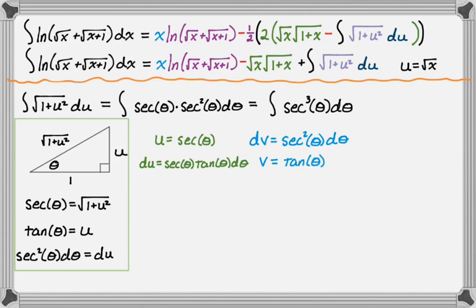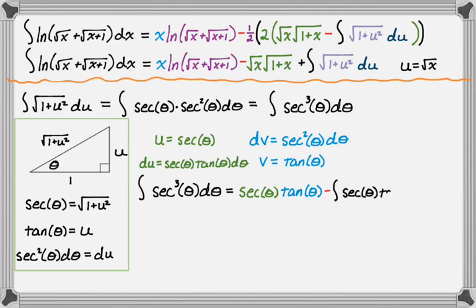Okay, so our integral of secant cubed is going to be, so it's uv, so secant tan, minus the integral of secant times tangent squared, because it's v du, which is secant tan times tan. So the integral of secant times tan squared. Now you have to remember what to do with secant times tan squared.